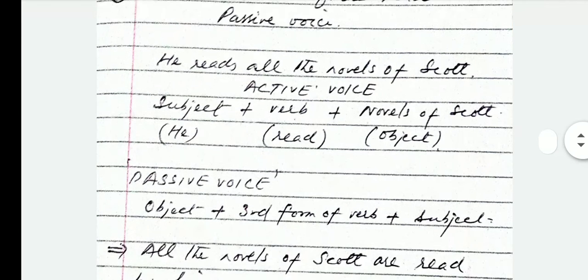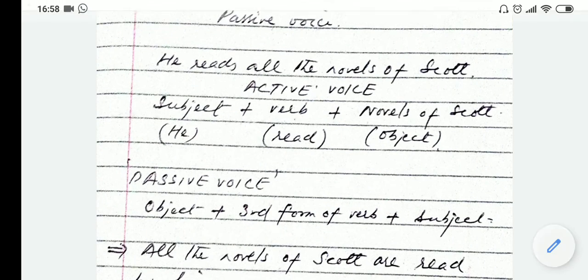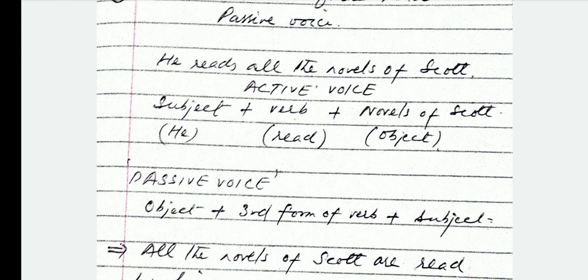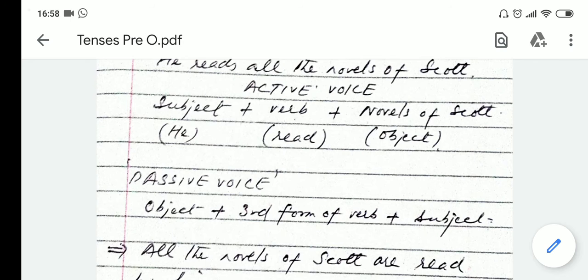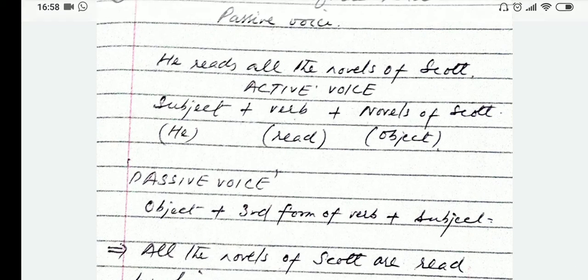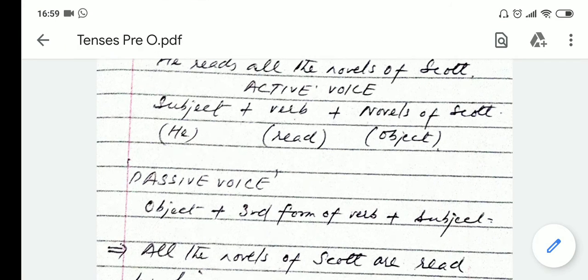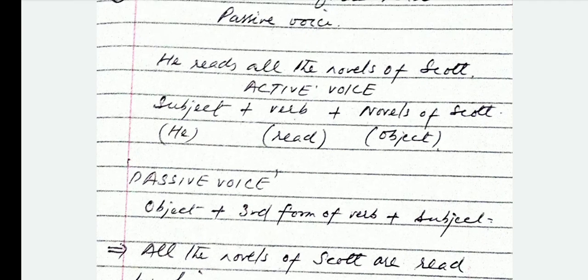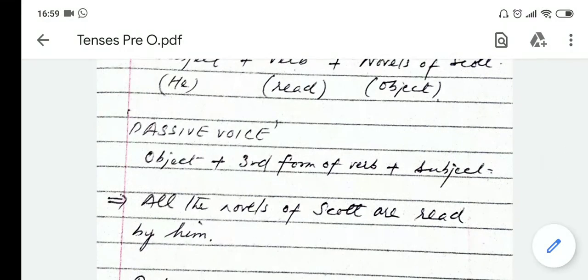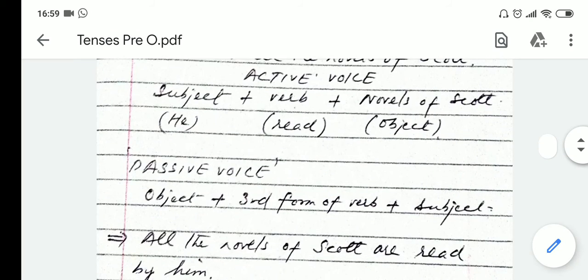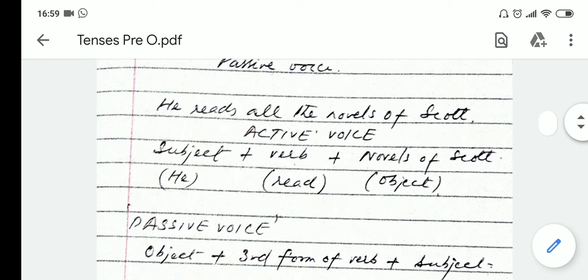Then what is a passive voice sentence? In a passive voice sentence, the object takes the place of the subject, and the subject takes the place of the object. So the sequence is like this: object plus verb. We always use the third form of the verb, so I have mentioned the third form of the verb, and then the subject. So now in this case, he reads all the novels of Scott.